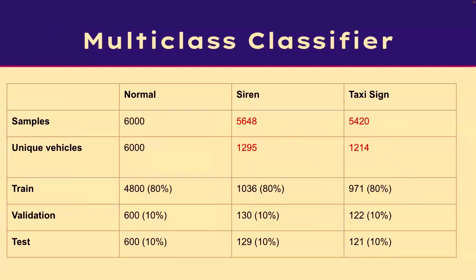And the problem for the multi-class classifier is pretty much exactly the same, but the difference is that we have 3 classes. Again, the problem is balanced. We have 6,000 normal vehicles, 5,000 with siren, and 5,000 with taxi sign. And out of those 5,000, only 1,000 are unique vehicles. And 80% of the data goes to train, 10% to validation, and 10% to test.